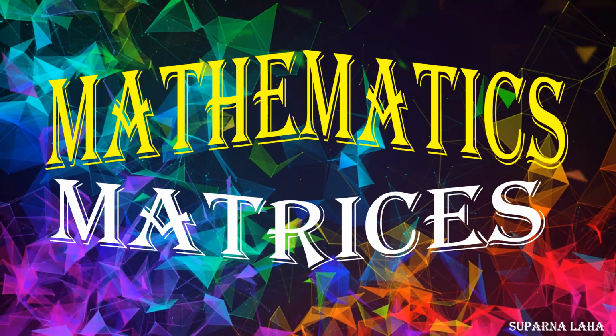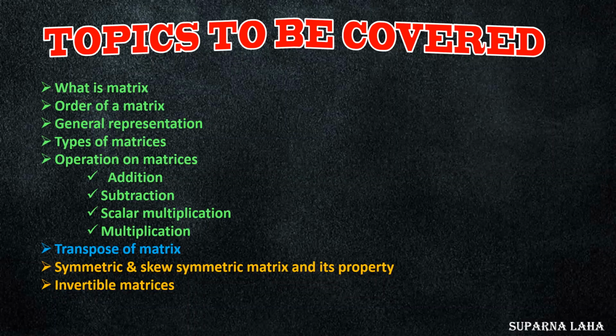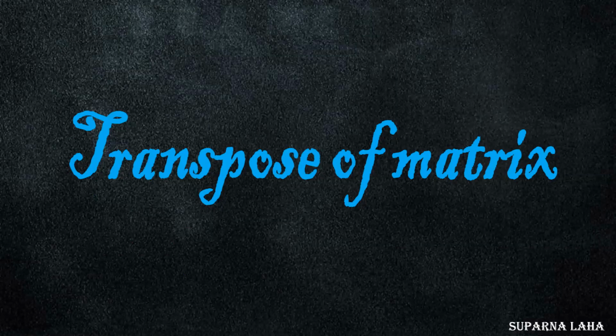We're discussing the chapter on matrices, and we have already completed up to the portion on operations on matrices, that is, up to matrix multiplication. So today we will talk about the transpose of a matrix. What is a transpose, what is the representation or notation of the transpose of a matrix, and what are its properties and applications?